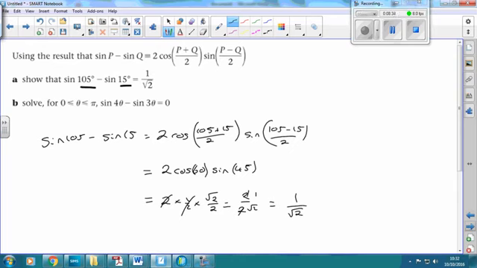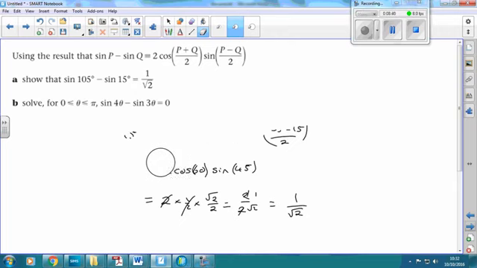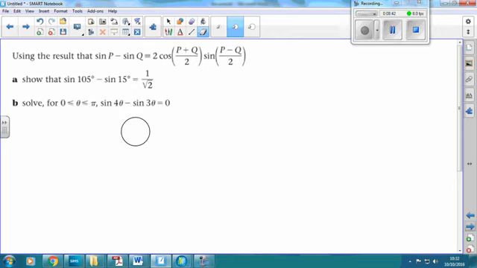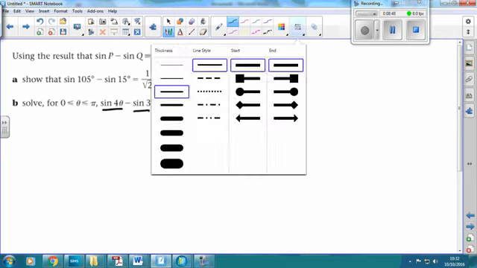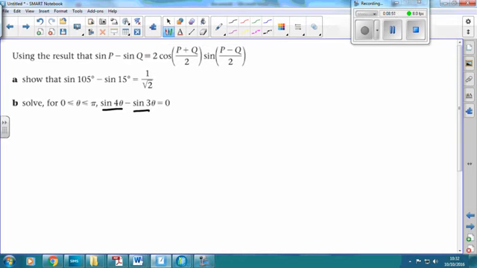Okay, so let's have a look at another question here. We've got to solve for in between 0 and pi, or 0 and 180. Sine something, take away sine of something. So what we've got here is p, what we've got here is q. So if we write that out, sine of 4 theta minus sine of 3 theta equals 0.